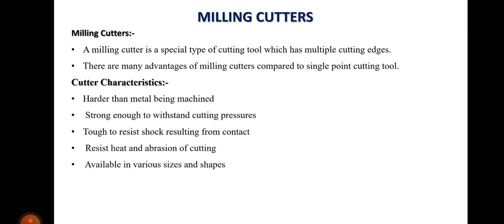Now the milling cutter. A milling cutter is a special type of cutting tool which has multiple cutting edges. There are many advantages of a milling cutter compared to a single point cutting tool. Cutter characteristics: harder than the metal being machined, strong enough to withstand cutting pressure, tough to resist shock resulting from contact, resistant to heat and abrasion of cutting, and available in various sizes and shapes.